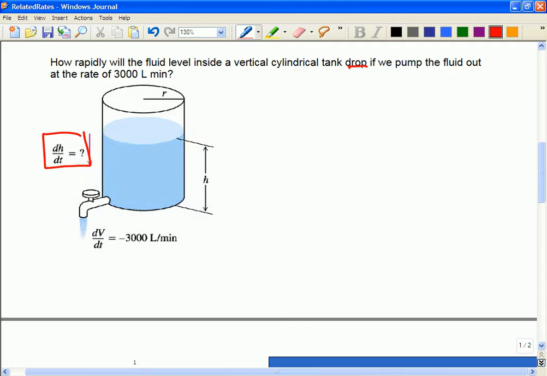So we also have to figure out the information that we have. The only other information we know is that 3,000 liters per minute is pumping out of this thing. So I've just labeled it in the picture here. That's how much is coming out. 3,000 liters per minute is falling out of this tank.